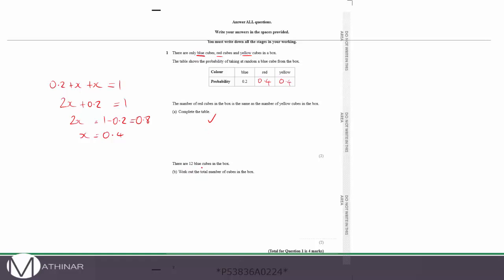There are 12 blue cubes in the box. What I'll do is I'm going to add an extra row here for cubes. Now there are 12 blue cubes. Now if the probability of blue is 0.2 and red is 0.4, that's double, which means that there must be double the amount of red cubes as blue cubes. So there must be 24 red cubes. And the probability of yellow is the same as red, so there must also be 24 yellow cubes. So in total there are 12 plus 24 plus 24, which is 60 cubes.